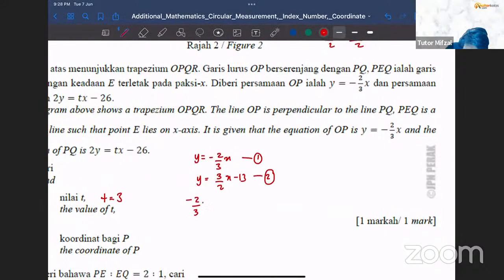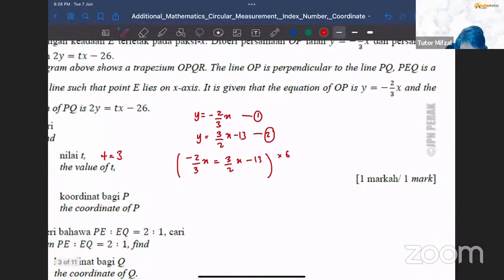Negative 2 over 3x equivalent to 3 over 2x minus 13. Multiply everything by 6. Okay, the reason why we multiply everything by 6 is to remove all the denominators. 3 kali 6 dapat 2. 2 kali negatif 2 dapat negatif 4x. 3 over 2 times 6, you would get 9x. And negative 13 times 6, negative 78. Okay.